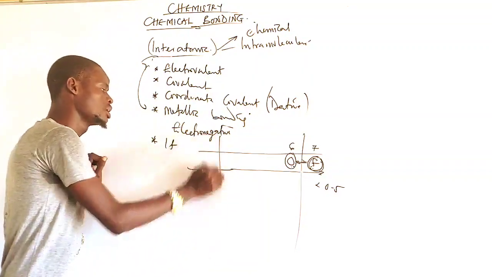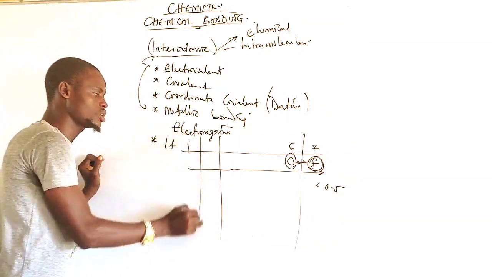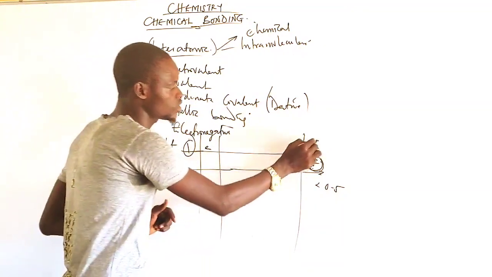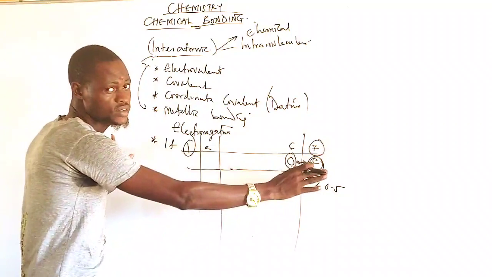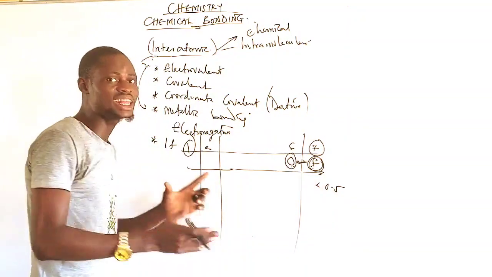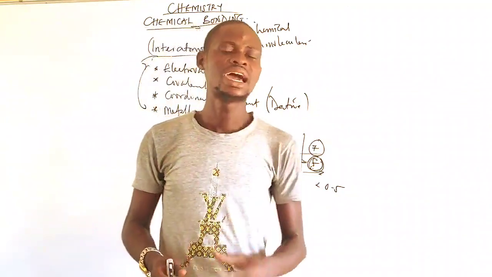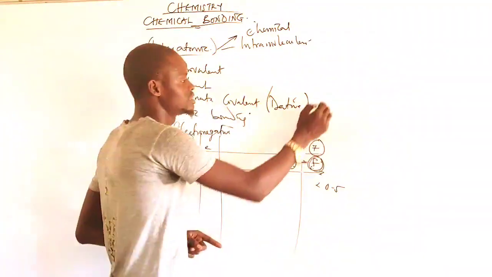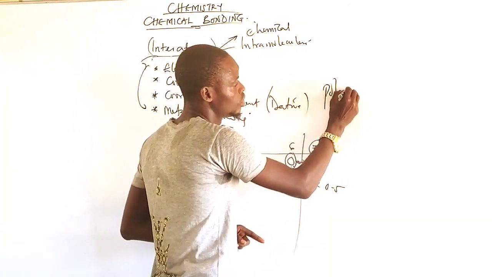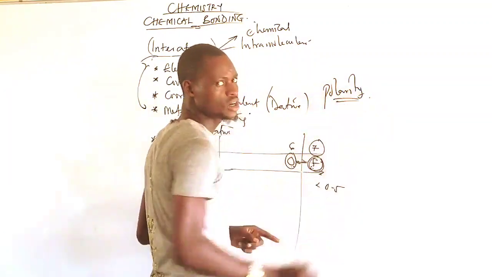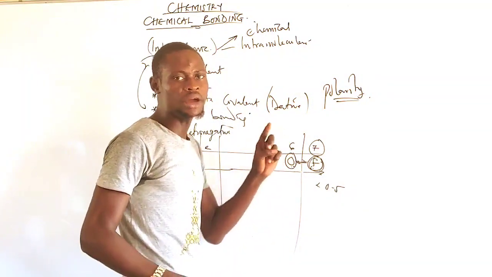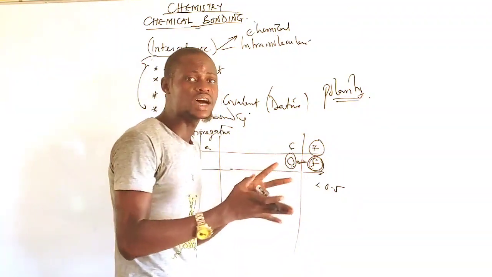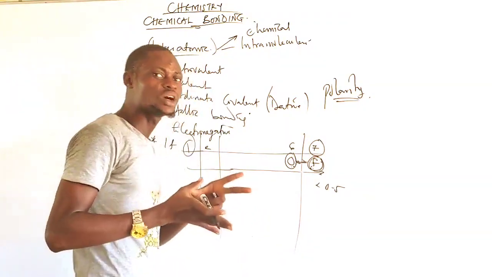But if you consider the group 1 elements and the group 7 elements, the distance between them is very, very far, which shows that they have a larger difference in electronegative value. This difference in electronegative value determines the polarity of the substance. The word polarity simply means the production of positive and negative charge at the two ends of the substance.